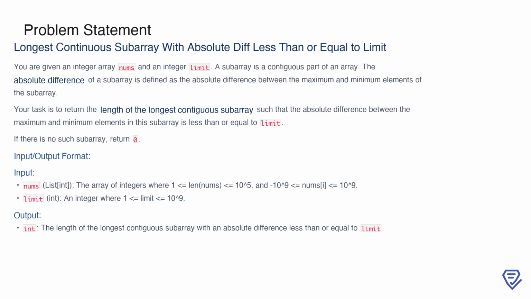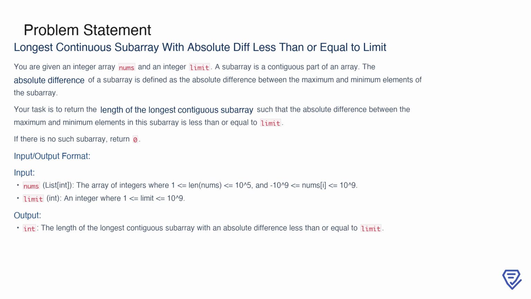In this problem, we are tasked with finding the length of the longest contiguous subarray where the absolute difference between the maximum and minimum values in the subarray is less than or equal to a given limit. A subarray, as you may know, is simply a continuous portion of an array. The absolute difference is calculated as the positive difference between the maximum and minimum values, regardless of their order. For instance, if the maximum value is 8 and the minimum is 3, the absolute difference would be 5. The goal is to identify the longest subarray that satisfies this condition. If no such subarray exists, the output should be 0.